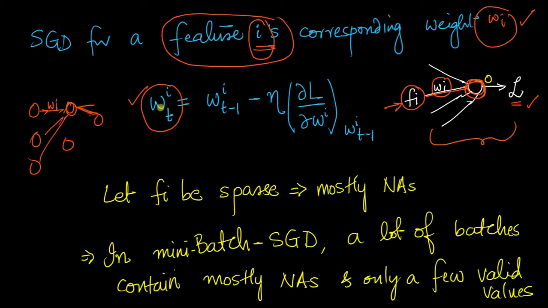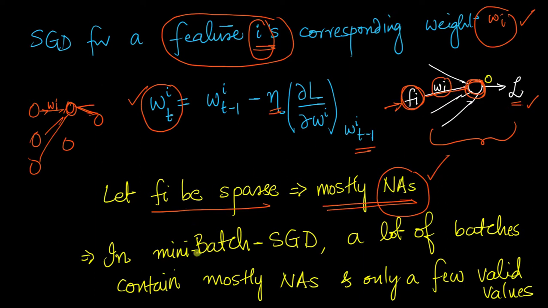So weight i at time t is weight i at time t minus 1, minus the learning rate. In SGD, this is fixed. This is the partial derivative at t minus 1. Simple. Now let's assume that this feature or input is sparse. Imagine if this is sparse, what happens? What does it mean? If this is sparse, it means mostly it is NaN, it doesn't exist. Mostly the data doesn't exist at all.